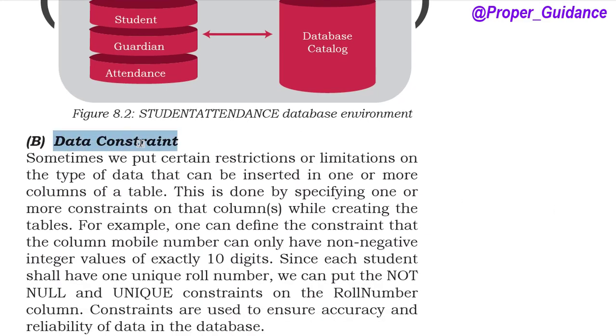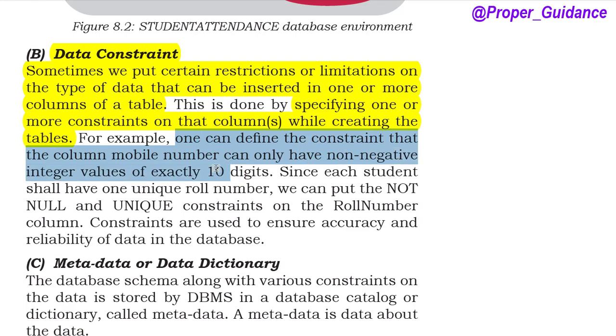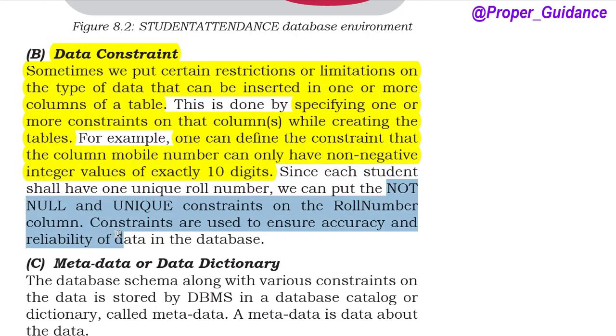Next, data constraint. What is a data constraint? Sometimes we put certain restrictions or limitations on the type of data that can be inserted in one or more columns of a table. This is done by specifying one or more constraints on that column while creating the table. For example, one can define the constraint that the column mobile number can only have non-negative integer values of exactly 10 digits, right? Since a student shall have one unique roll number, we can put the not null and unique constraints on the roll number column.